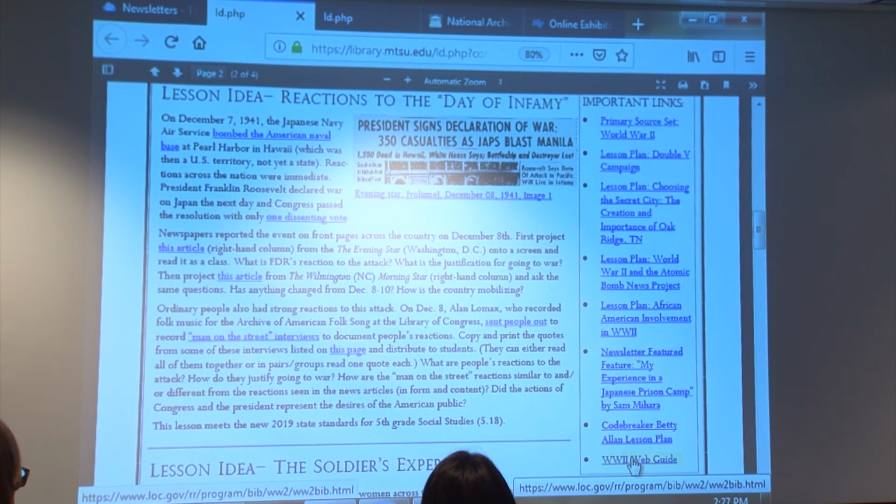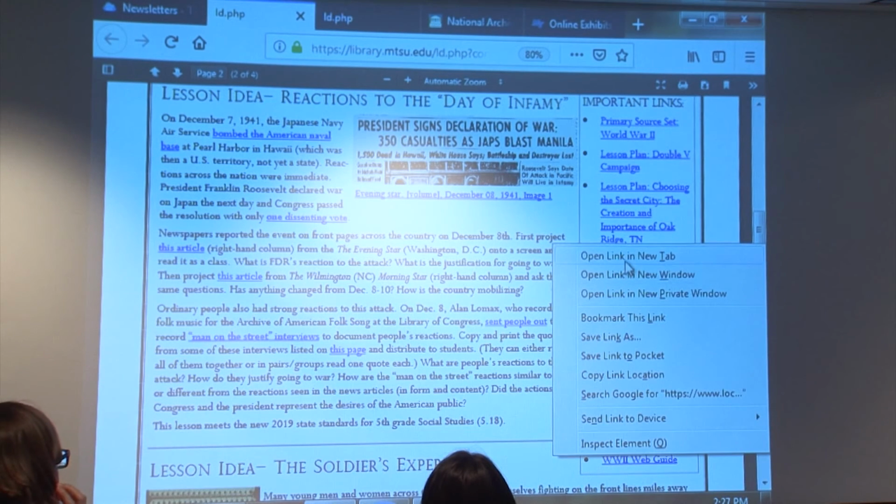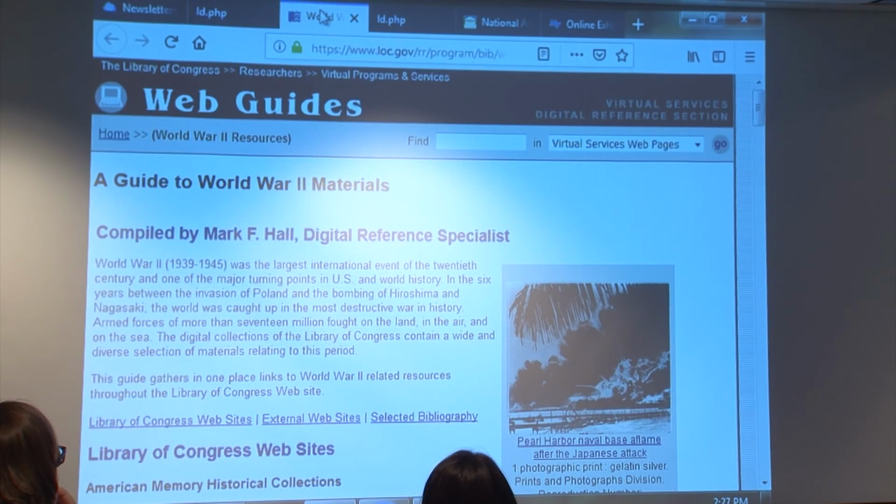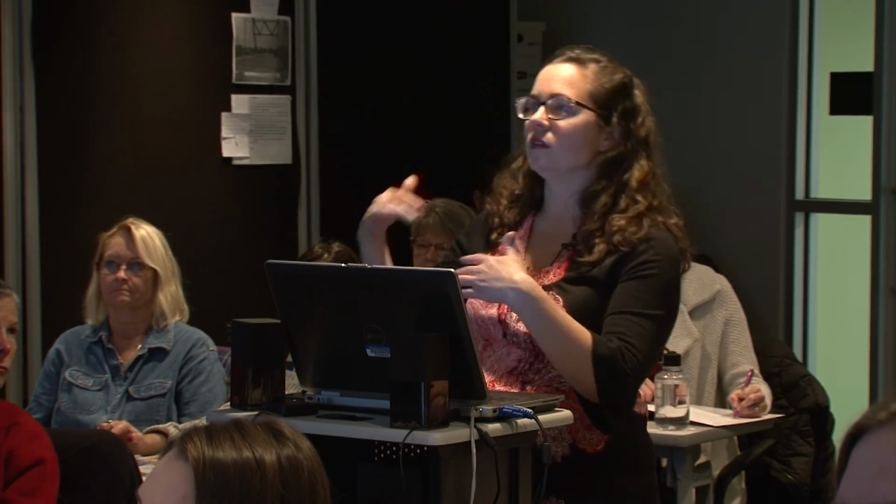And then at the very bottom, this is the web guide. The Library of Congress has web guides, which are basically bibliographies online for every one of the major American wars, as well as American presidents and a lot of other topics. It's kind of hard to get to the web guides page just straight out from the Library of Congress homepage. It's not very intuitive. You have to go through researchers and web services and then web guides. So that's why we link to it directly, so you don't have to find it.